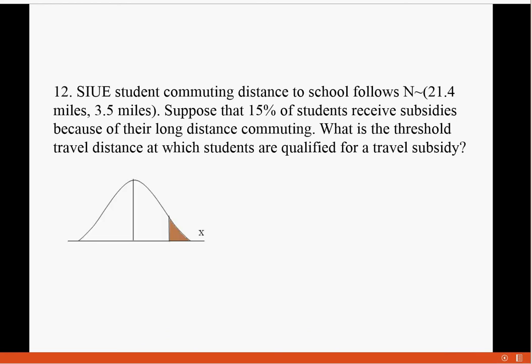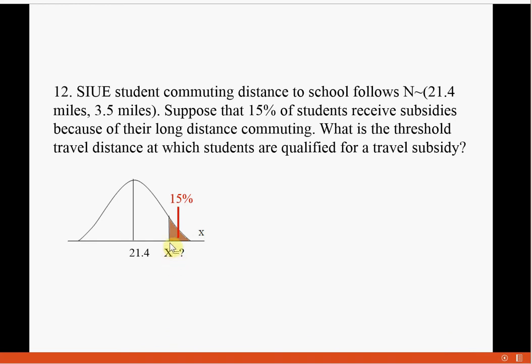Now, we have this distribution of student commuting distance, and we have this 15% in the corner. Students who travel beyond this distance, because they travel very far, can receive travel subsidies. The question is, what is this distance?